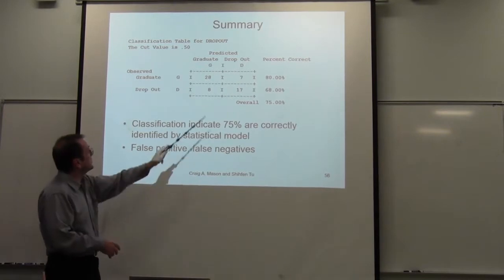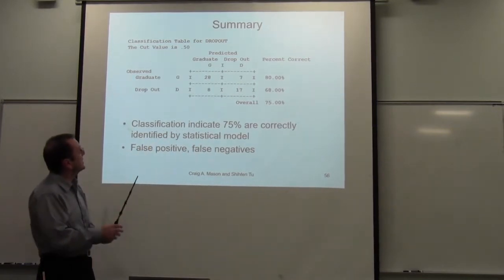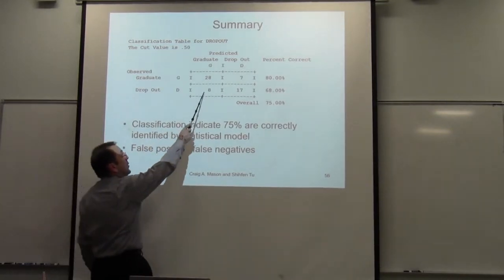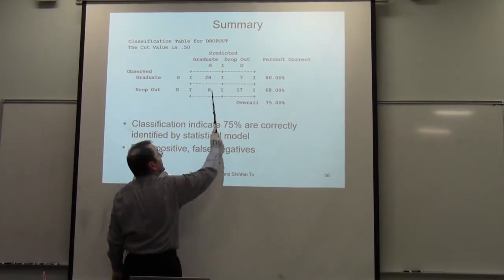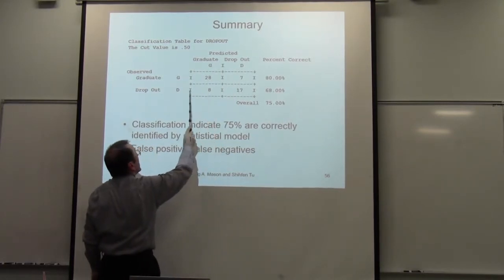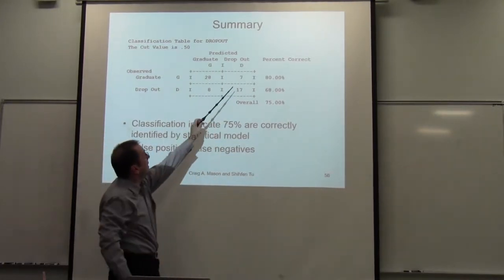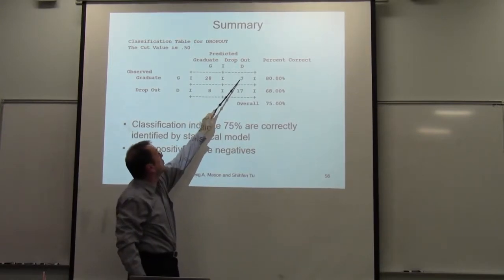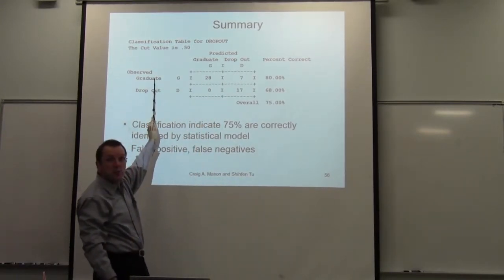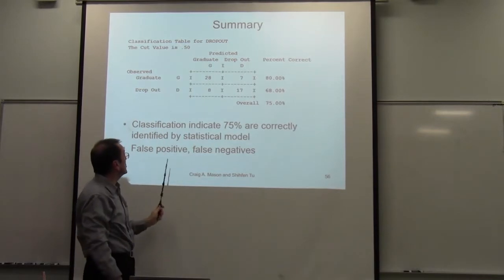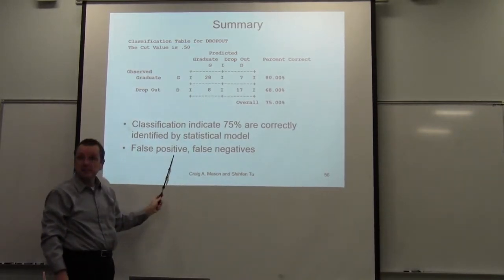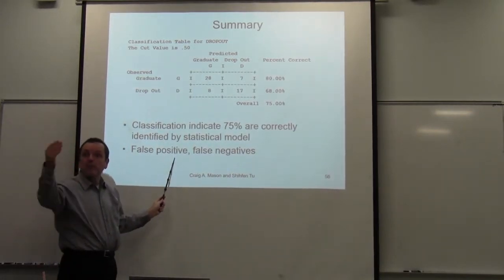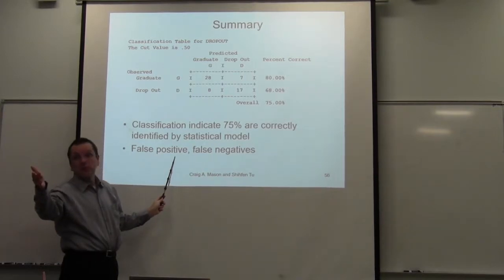As we just said, the model's right 75% of the time. Notice it's wrong for these 15 kids. There's 7 kids that the model predicted would drop out and they actually graduated. You may see these referred to as false positives. They're being flagged as a concern, but they're not.